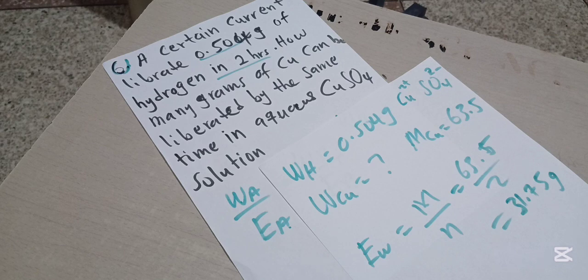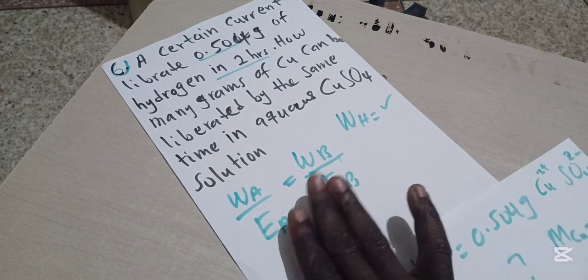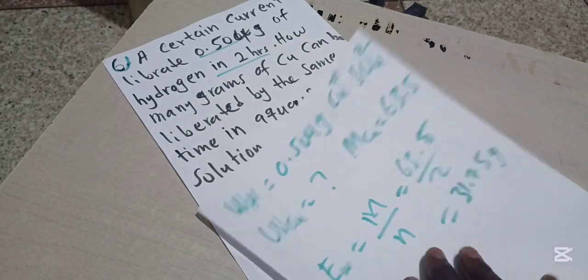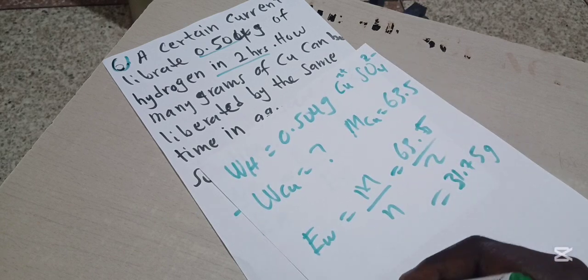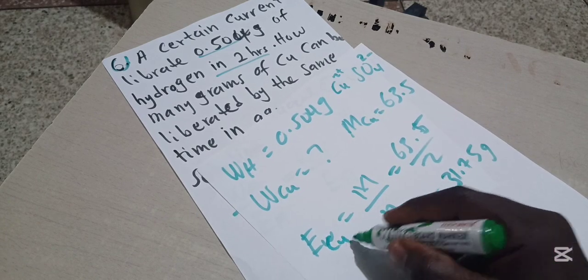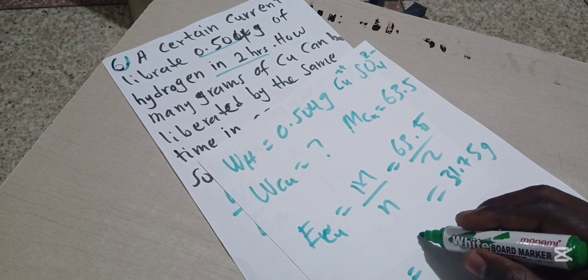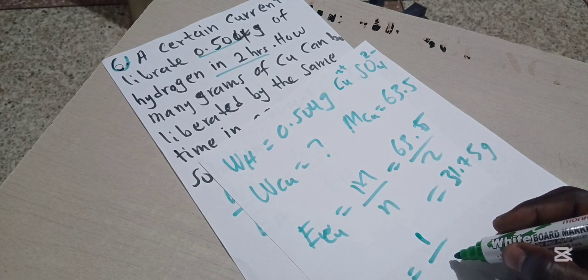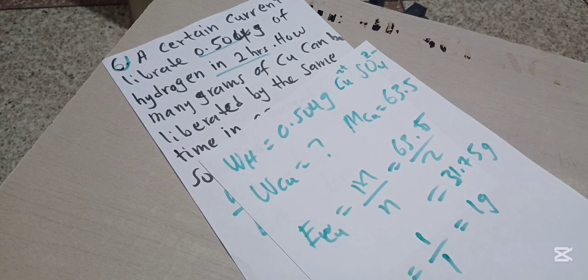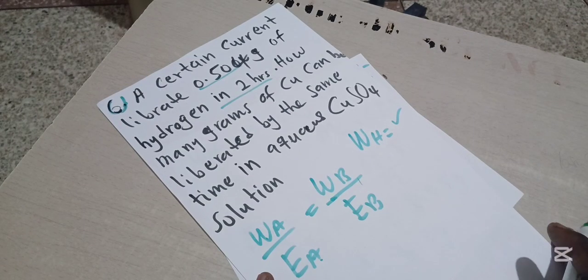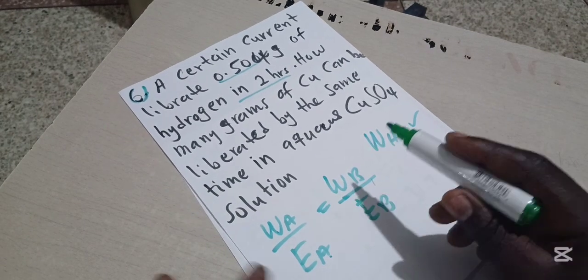You also have to look for the equivalent weight of hydrogen before we can use this formula to calculate the mass of copper. What's the molar mass for hydrogen? The equivalent weight for hydrogen is equal to the molar mass of hydrogen, which is simply 1, over its n factor of 1, so we have 1 gram. Now we can make W, the mass of copper, the subject.